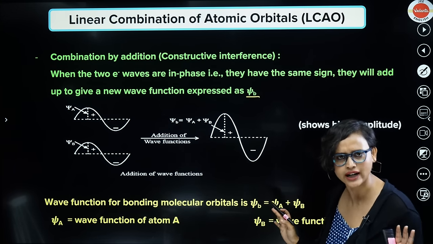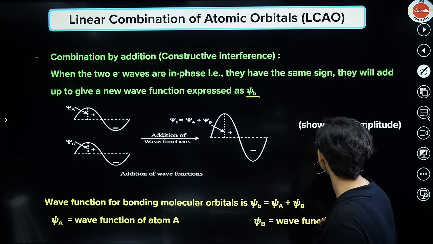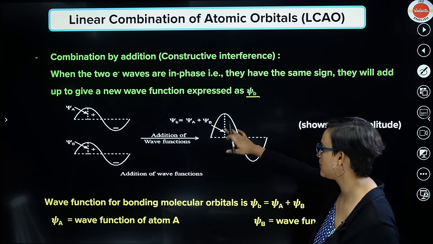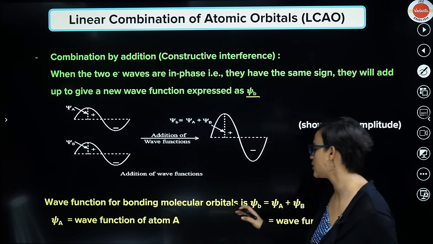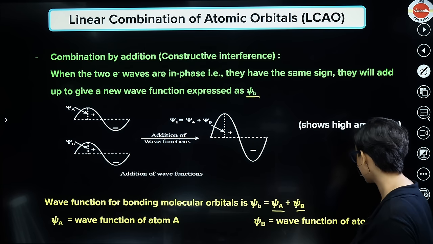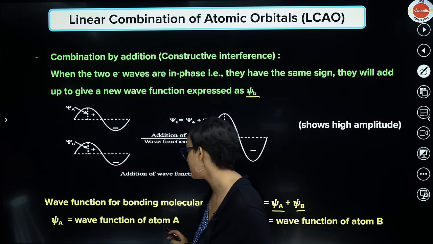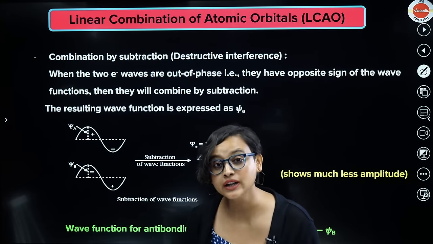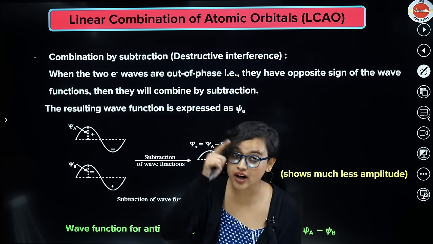Very simple, very easy, right? Yes, very simple, very easy. It shows a higher amplitude than those two. So the wave function for the bonding molecular orbital is psi A plus psi B. Psi B is the wave function of atom B and psi A is the wave function of atom A. Now, combination by subtraction, destructive interference.